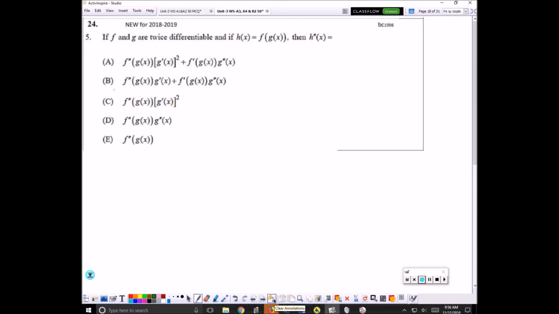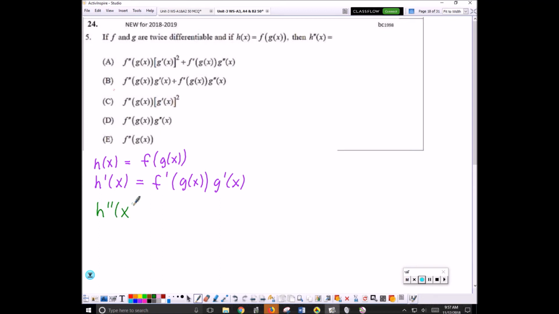24. So we know that H is f of g. Supposed to find H double prime, so you have to find H prime first. Somebody tell me what H prime is. Please, Elijah. F prime g of x, g prime of x. That's just like the chain rule. Chain rule, just by itself. 2 points for Elijah. So now we have to find H double prime.